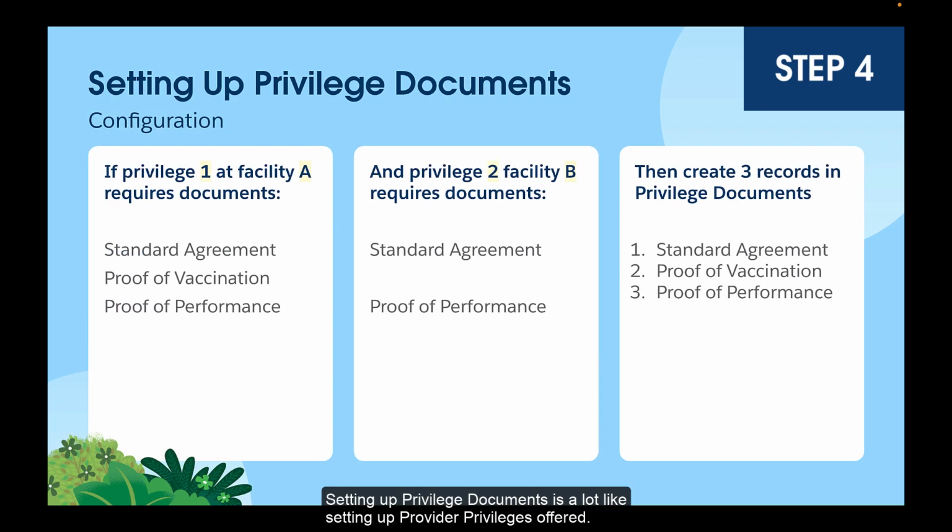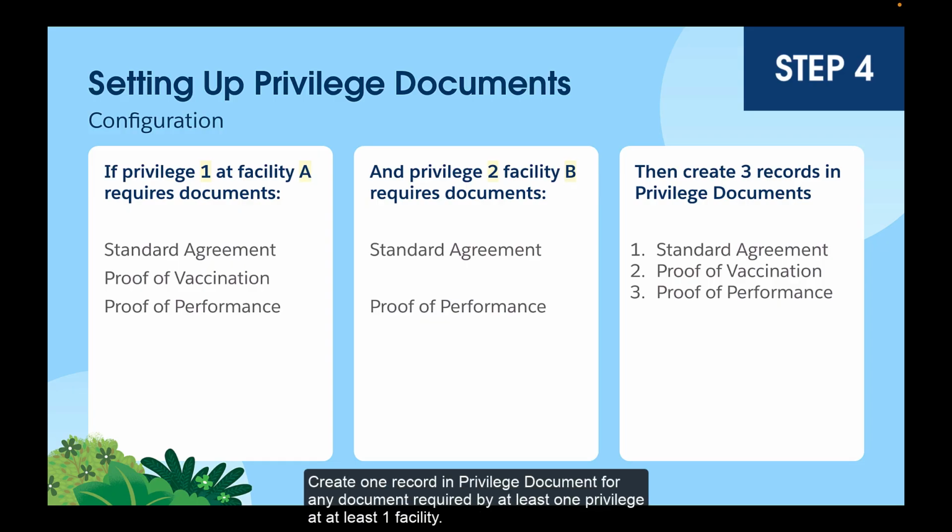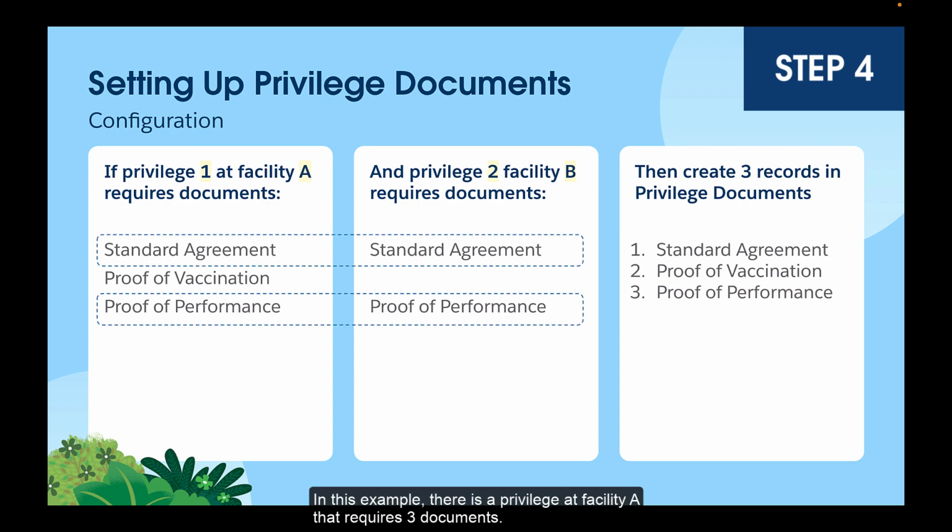Setting up privilege documents is a lot like setting up provider privileges offered. Create one record in privilege document for any document required by at least one privilege at least one facility. In this example, there's a privilege at Facility A that requires 3 documents. 2 of the same documents are also required for a different privilege at Facility B. So 3 records should be created in the Privilege Documents object to cover all unique documents.